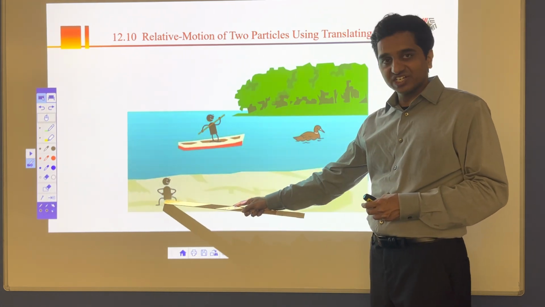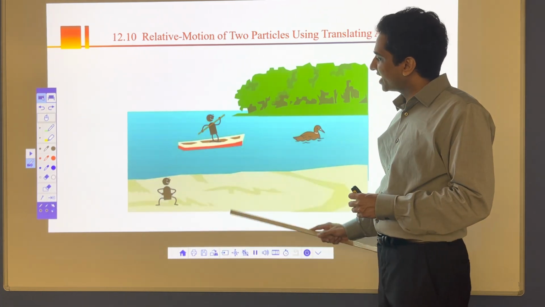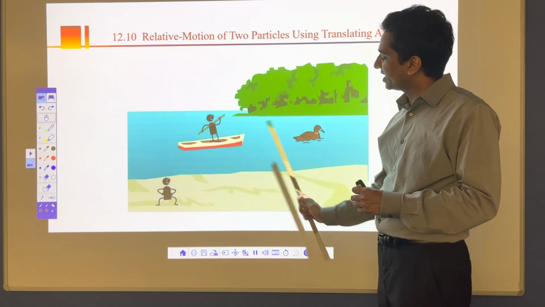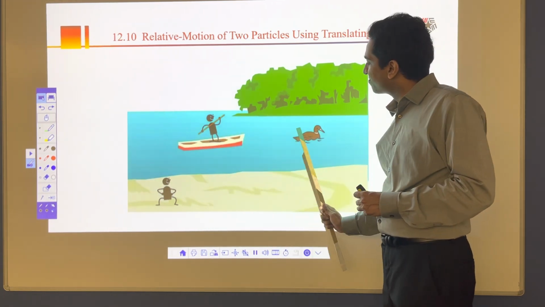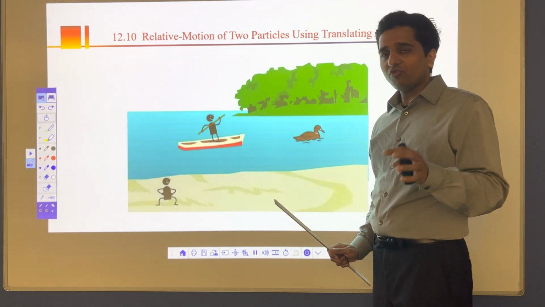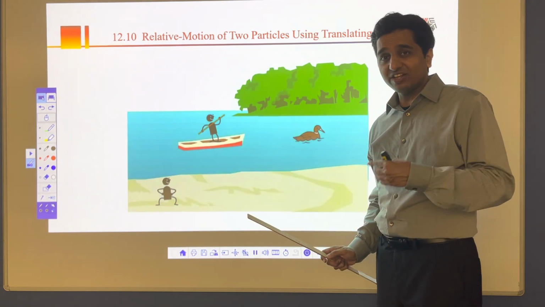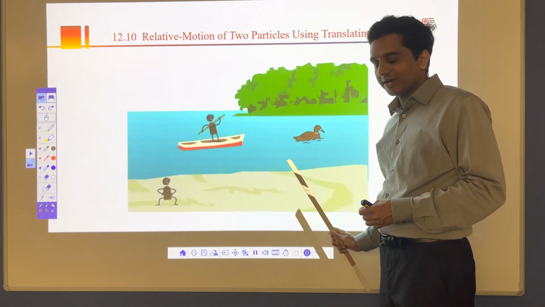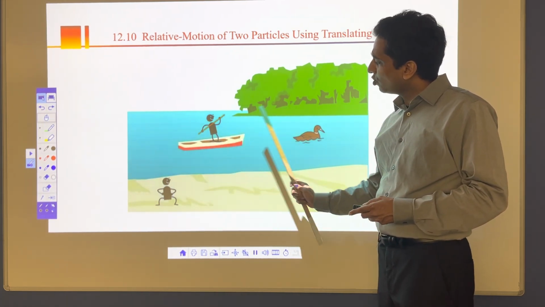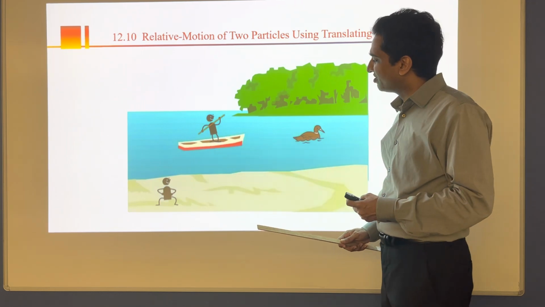You are stationary. As these two things are moving, let's call him A and let's call the duck B. Particle A and particle B are moving. We want to find the relative velocity and relative acceleration between A and B. To do that, maybe we want to find an equation for that.